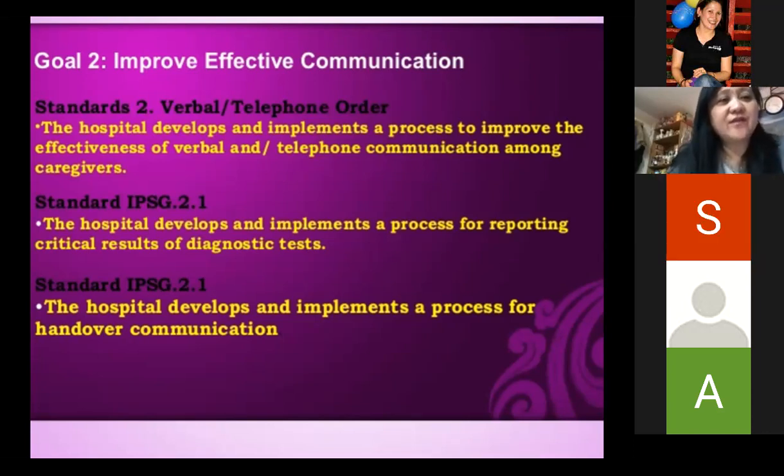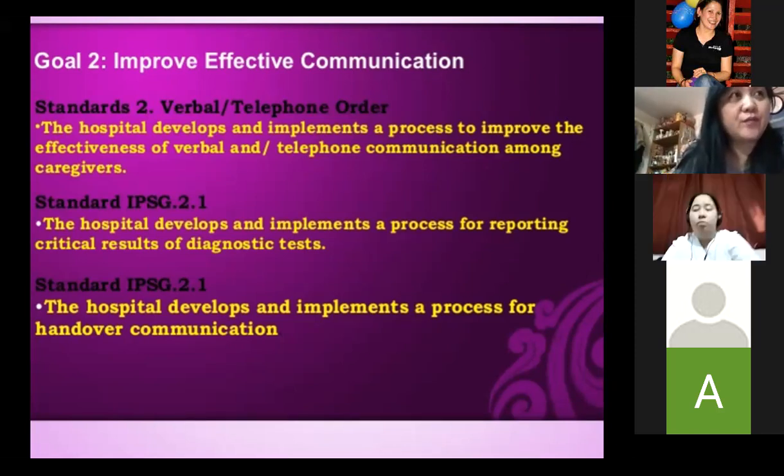The hospital develops and implements a process of handover communication. Yes, this is very important. If you are going off duty already, you have to wait for someone, or you need to endorse the things that you have done to the next duty, so that the continuity of care is direct, and there will be no discontinuity, because this is very important.